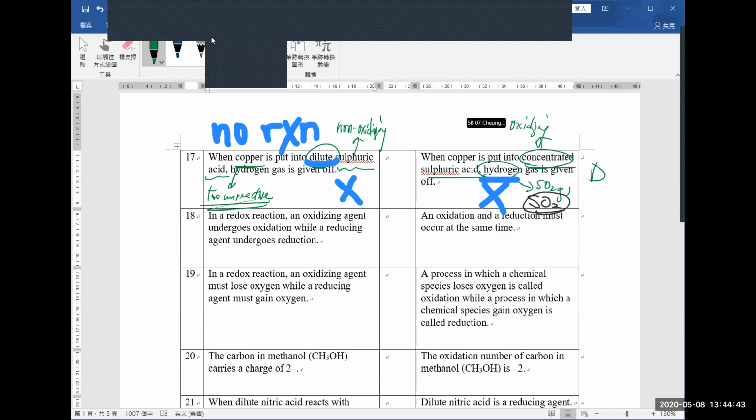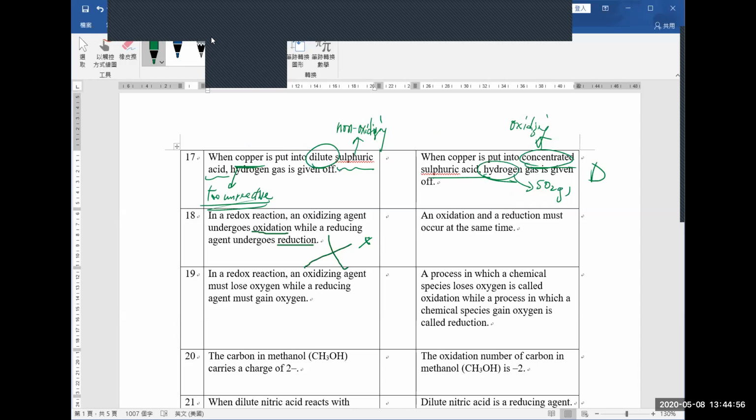18. Remember that 2 is different. That one's good. Redox, oxidizing agent and reducing agent, what is happening? These two should be in reverse, right? Quite the opposite. The oxidizing agent itself undergoes reduction. Remember, oxidizing agent means you make the other species undergo oxidation. And this one must occur at the same time. Yes, that's right. The answer is C.